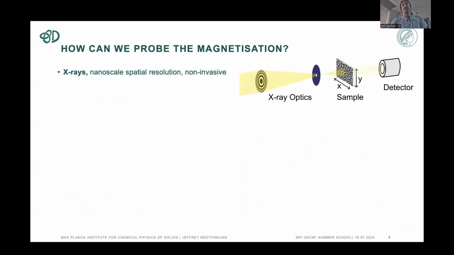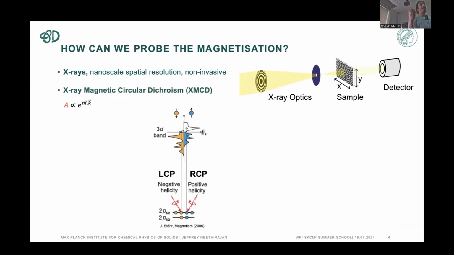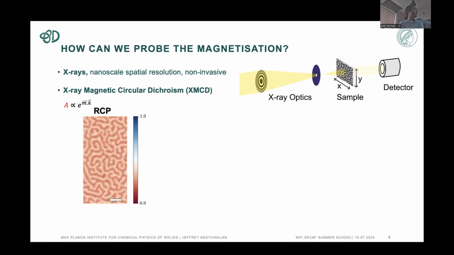We make use of an effect called X-ray magnetic circular dichroism, where, magically, when you start using circularly polarized X-rays, your absorption really depends on the way your magnetization is oriented. From a simplistic point of view, you can approximate your magnetization to be made of arrows up and down. Depending on the helicity of the X-rays, you either excite up spins or down spins. If you raster scan across your sample, you get a beautiful mapping of the magnetization.